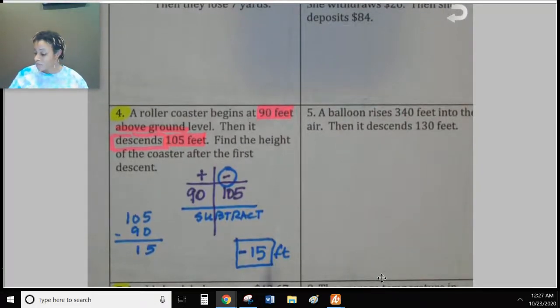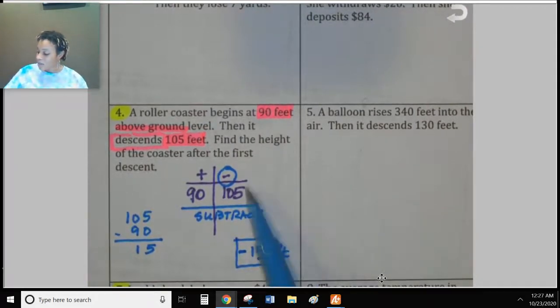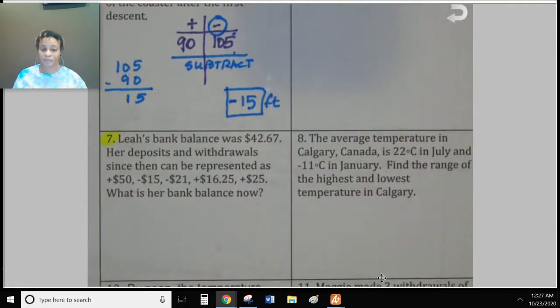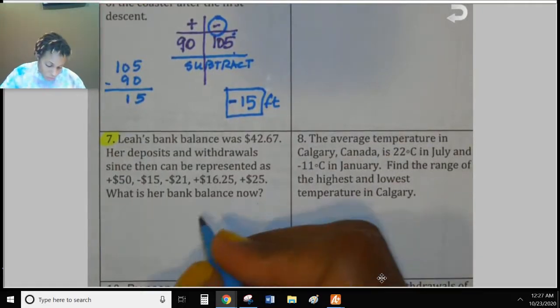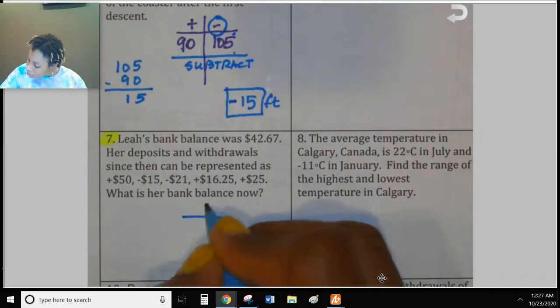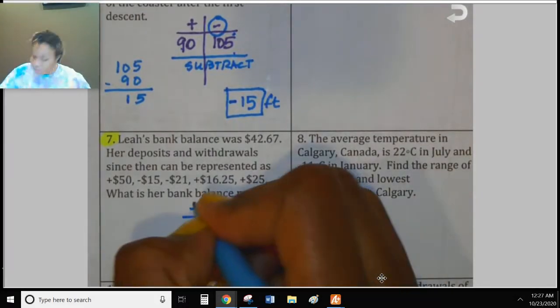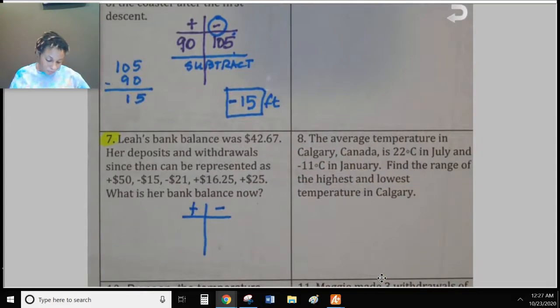So this one was easy. I only had two numbers, a positive and a negative. If I have a number on both sides, I subtract, and I take the sign of the larger number. Let's look at one more, which is a little bit more complicated, but also fun. So let's put our scoreboard down first. Positives and negatives.